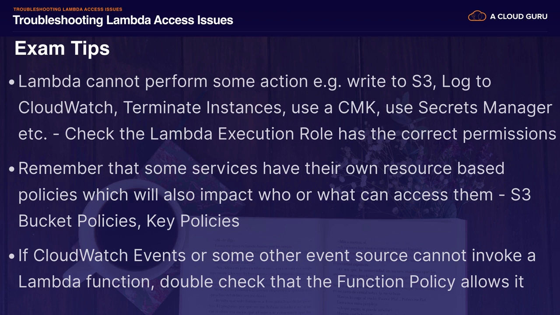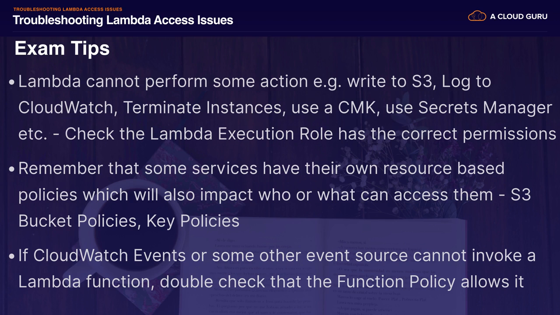So moving on to our exam tips, just remember if Lambda cannot perform some action, for example, write to S3, log to CloudWatch, terminate instances, use a customer master key, use Secrets Manager, etc., then double check that the Lambda execution role has the correct permissions. And also remember that some services do have their own resource-based policies, which will also impact who or what can access them. So think S3 bucket policies, key policies, etc.